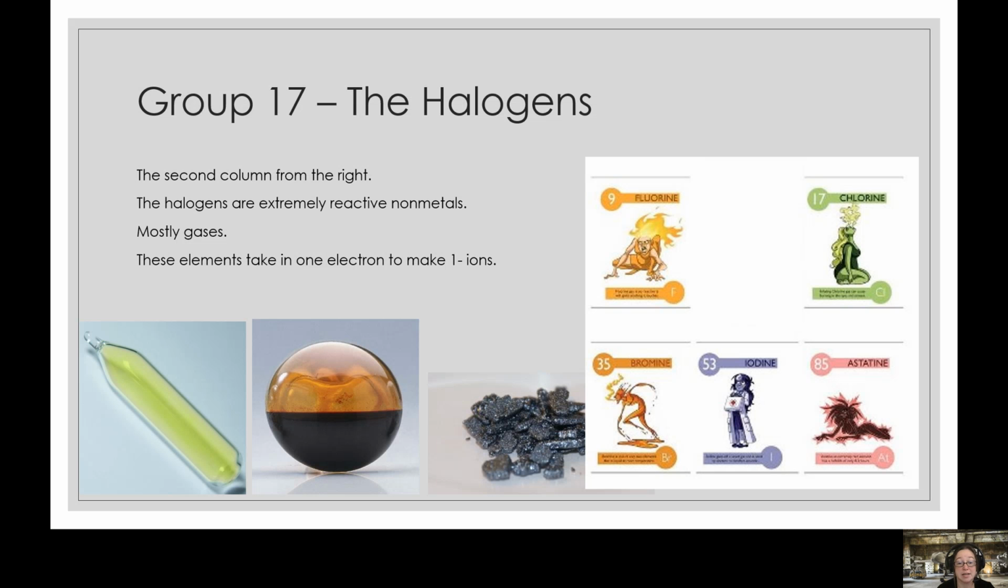Iodine and astatine are the solids. Bromine is a liquid, but it turns into a gas very close to room temperature. Chlorine and fluorine are always gases at room temperature, unless they're in a compound. So sodium chloride, sodium and chlorine put together, that's table salt.